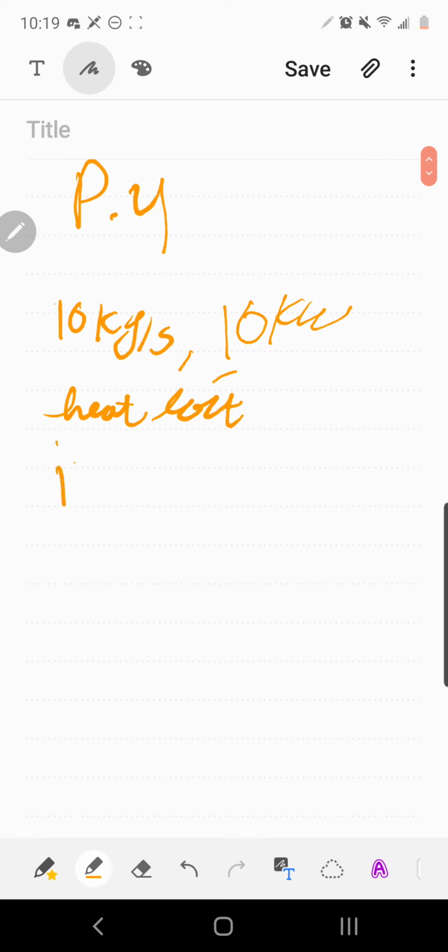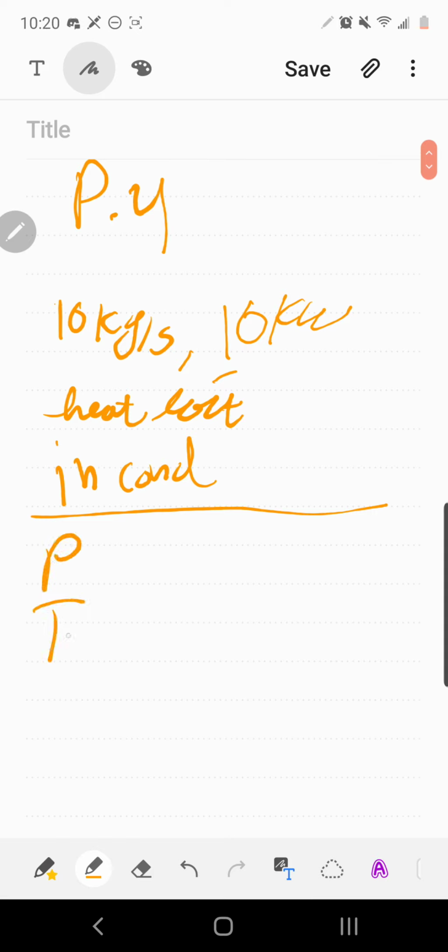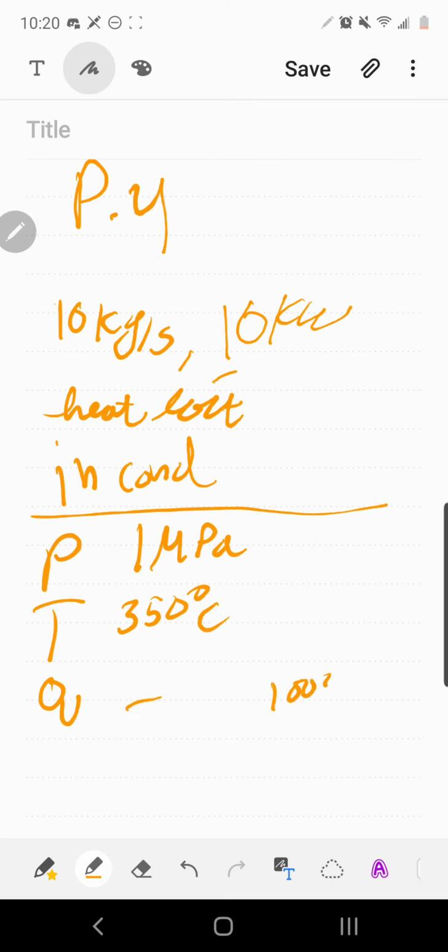Okay, we have in conditions: pressure, temperature, quality. 1 MPa, 350 degrees C, unknown, 100%. 1 MPa, not known. Okay. What is, oh, sorry, this is out. Okay.